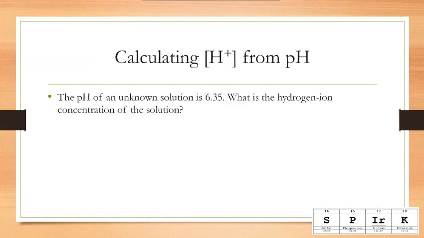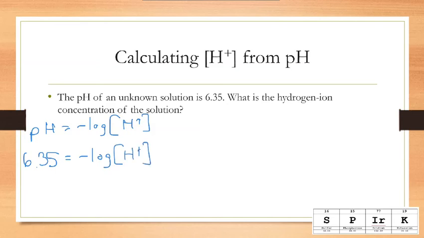So let's calculate H plus from the pH. The pH of an unknown solution is 6.35. What is the hydrogen ion concentration of the solution? So again, our equation for pH is the pH is equal to the negative log of the H plus concentration. We know that the pH is 6.35, and we're trying to determine the H plus concentration.